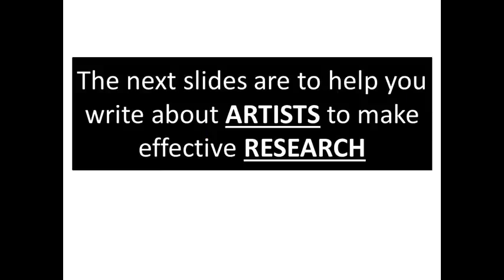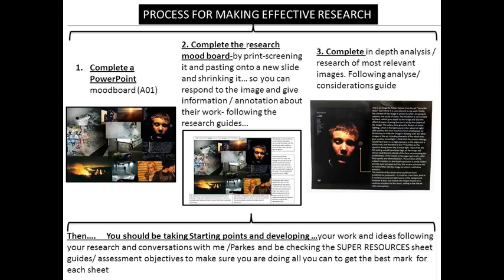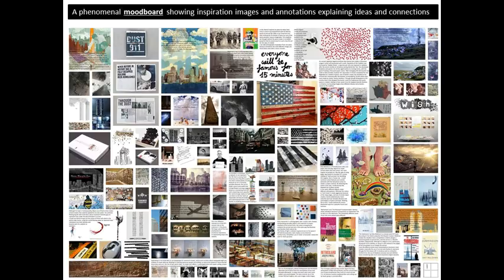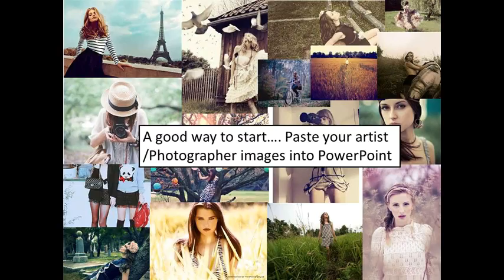Next in the video is just advice for how to write about artists specifically. What I recommend is you maybe think about following this process, which is a 3-stage process. One, complete a PowerPoint mood board, or you could do that in Photoshop or anything like that. Once you've then done the mood board, however you want to do that, it's then going to be a matter of annotating that mood board.